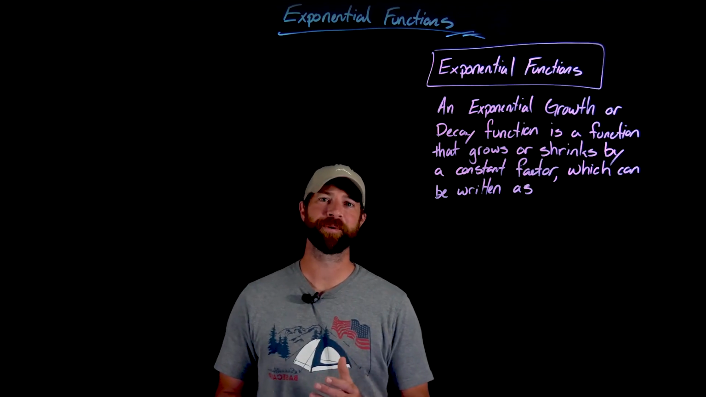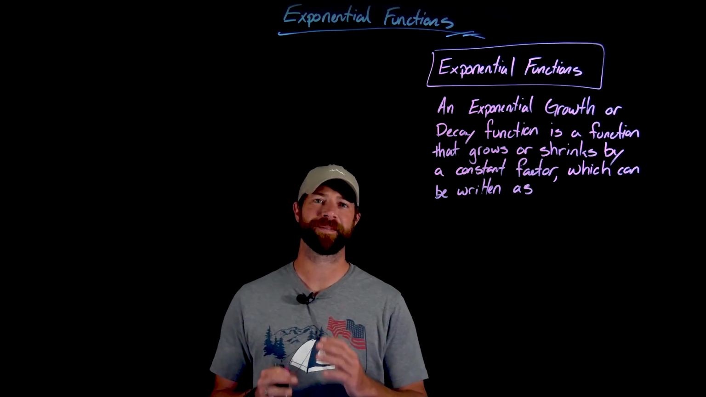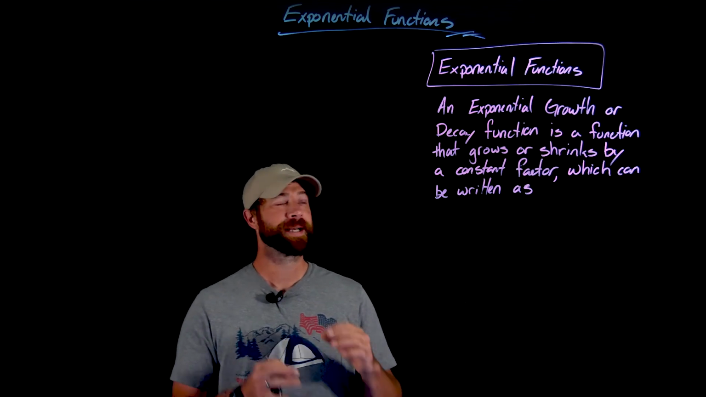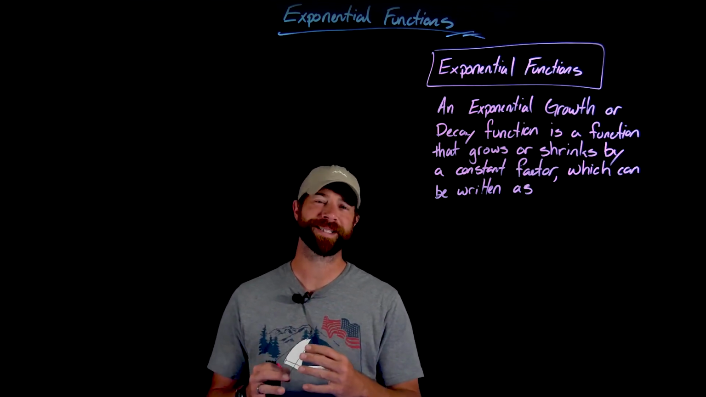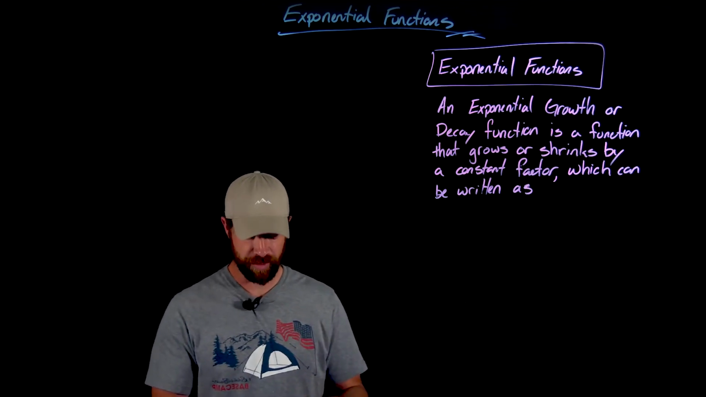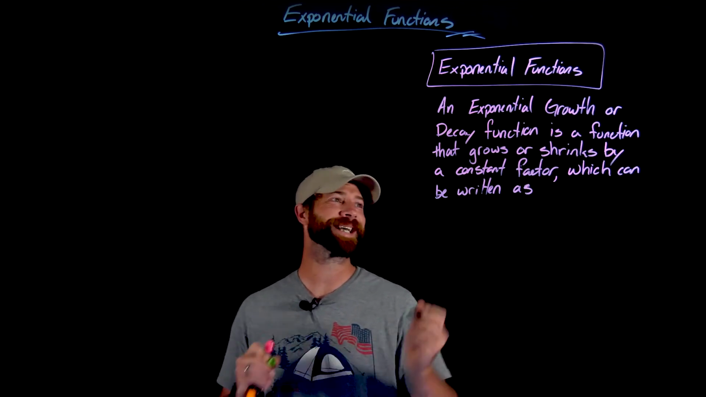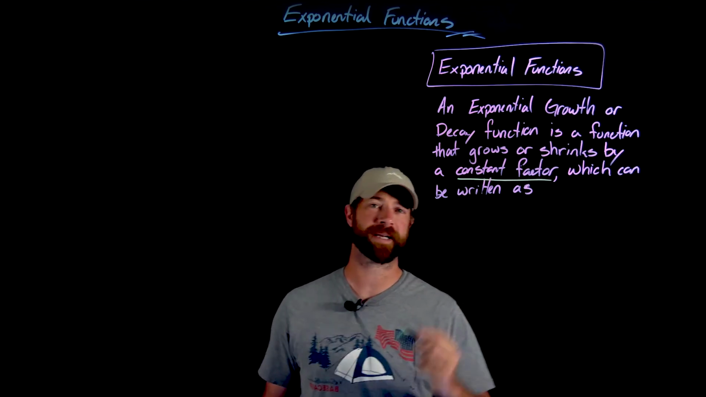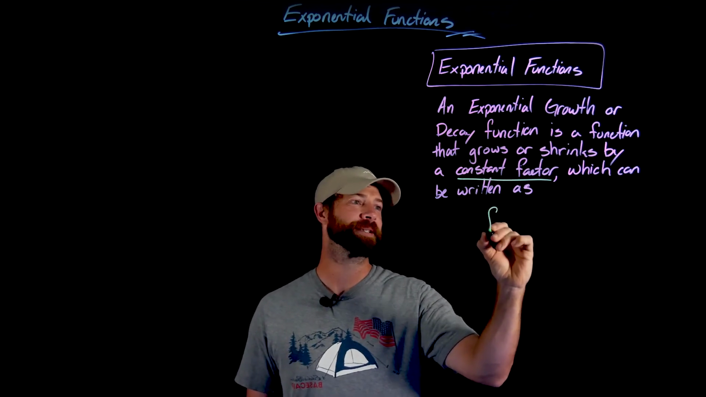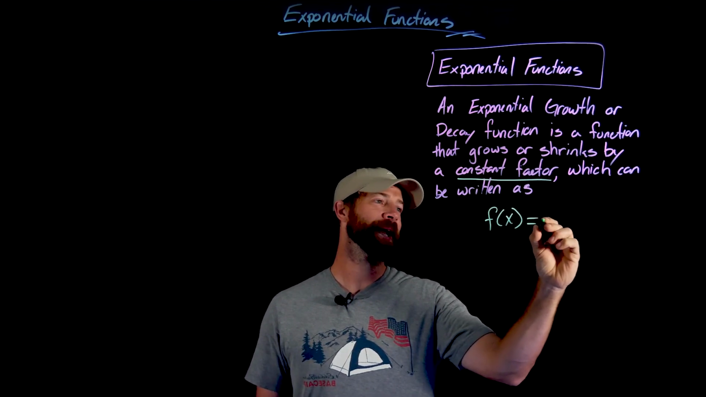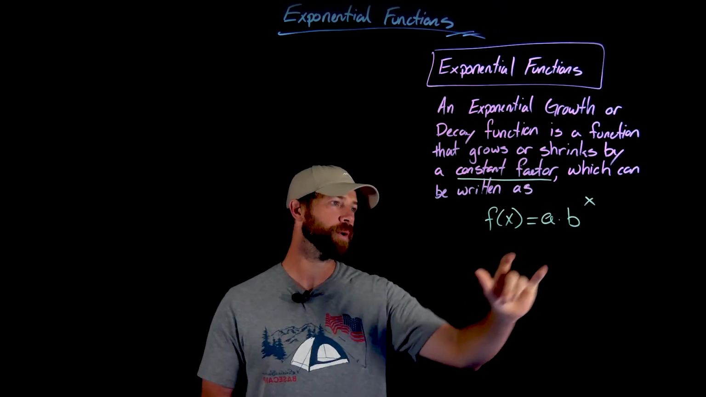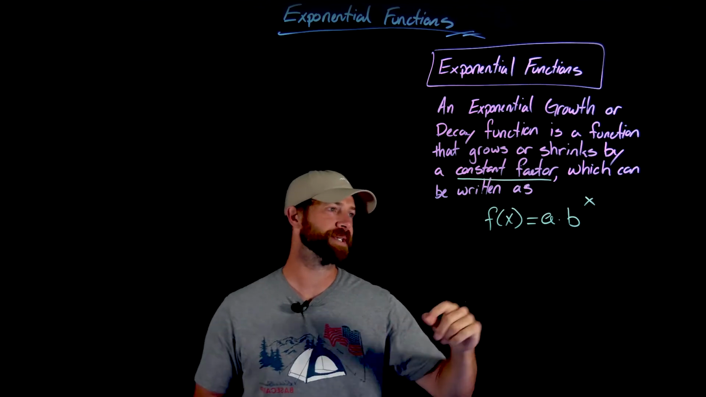All right, so before we move on, let's just generalize the idea of an exponential function. So we say an exponential growth or decay function is a function that grows or shrinks at a constant rate, or by a constant factor. And the most important thing to this conversation is this idea of a constant factor that we've discussed before. And the general form for an exponential function is f(x) = a * b^x. And we know what role these play right here, as we saw in the previous example.